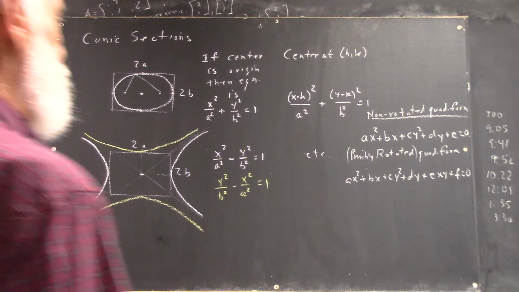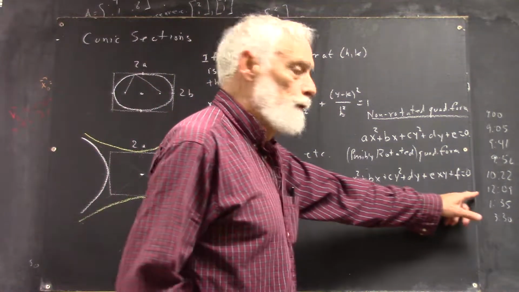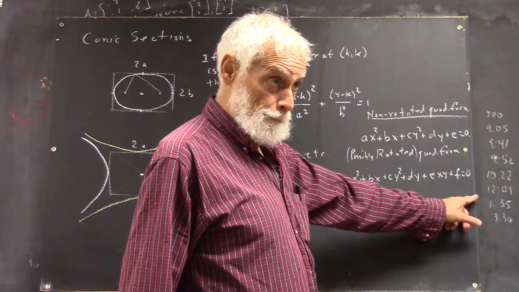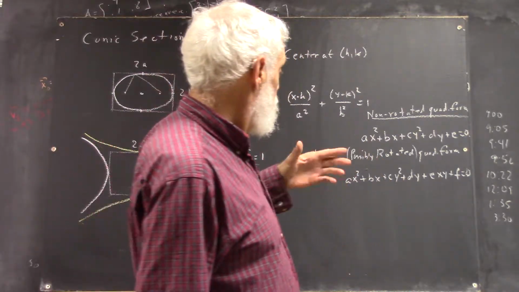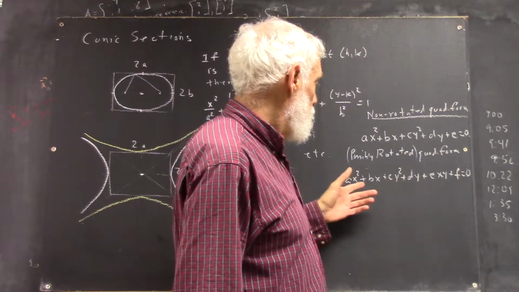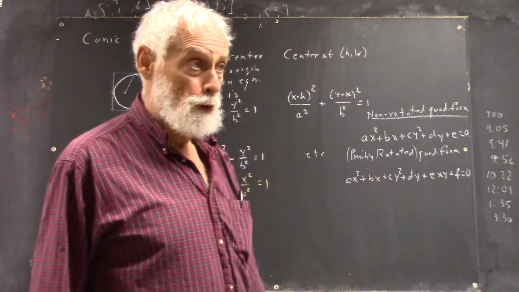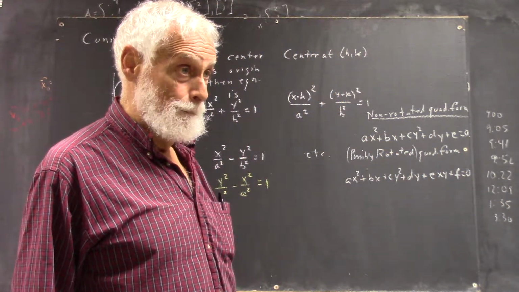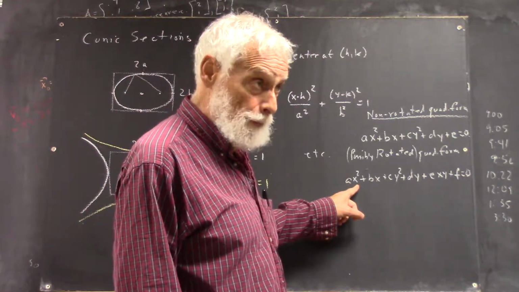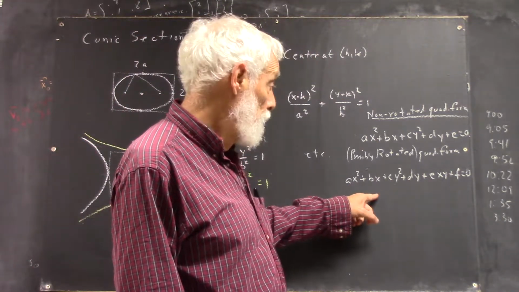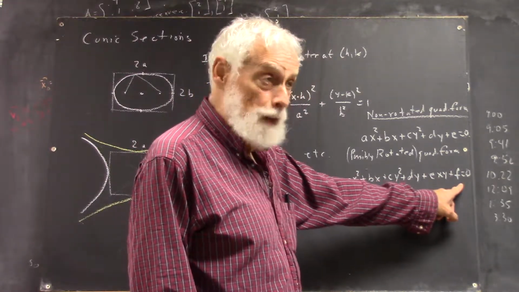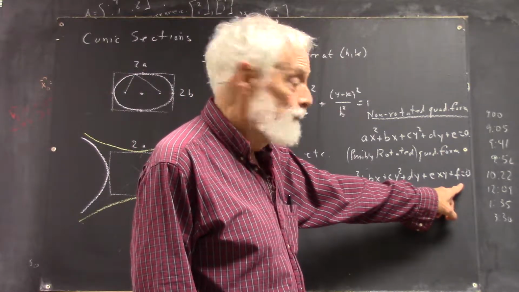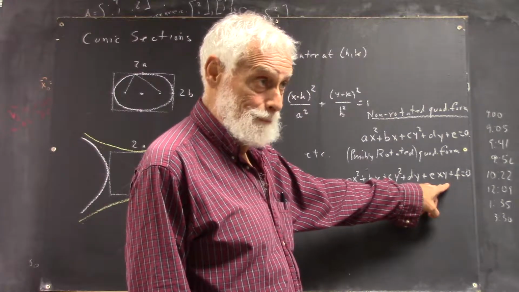Okay, a quadratic form. This is your general quadratic form. You have terms of degree 2 or less. X squared is of degree 2, obviously, right? X is degree 1, y squared is degree 2, y is degree 1, f is degree 0, xy is degree 2.